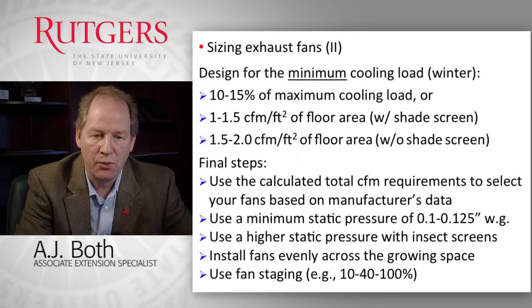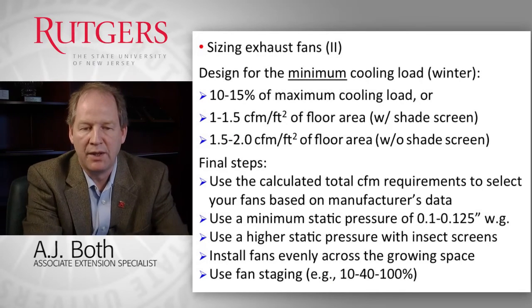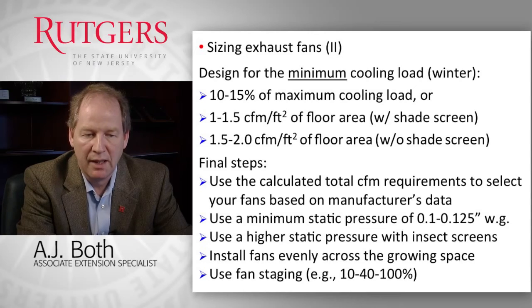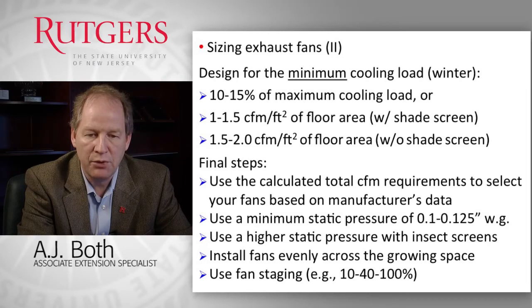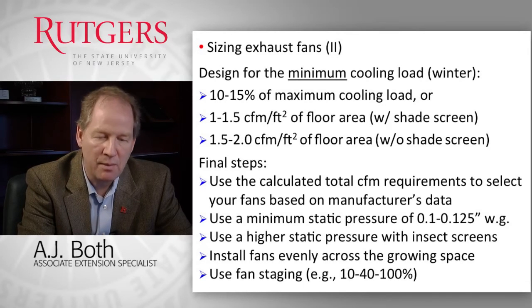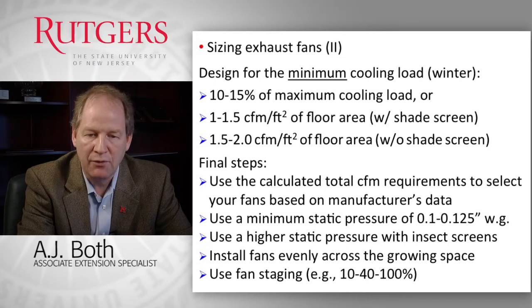The next slide shows you what the recommendation is for the minimum winter ventilation rate. We still need to bring in fresh air in the wintertime, perhaps not for cooling purposes, but to make sure we have enough CO2 in the greenhouse, and we need to reduce the moisture level in the greenhouse. So the recommendations are to go with maybe 10 to 15% of the maximum cooling capacity that we calculated for the summer conditions. And so you can see here what that number comes down to, depending on whether you have a shade screen installed or no shade screen installed.